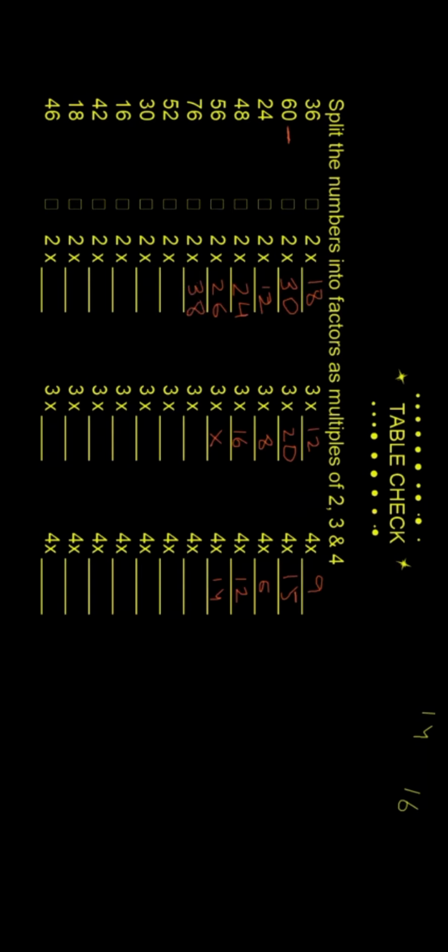Table of 3. Does it come up in the table of 3? I'm not so sure. What should I do? Let me try adding them up. 7 and 6 is a 13. Does that come up in the table of 3? Nope. So I'll just rule that out. Table of 4. 76. Yes, I do know 4 times 20 is 80. So it's 4 numbers short of that, which means it's 4 times 19.